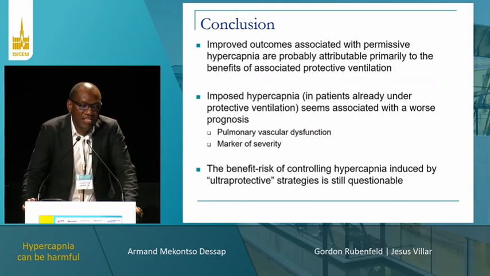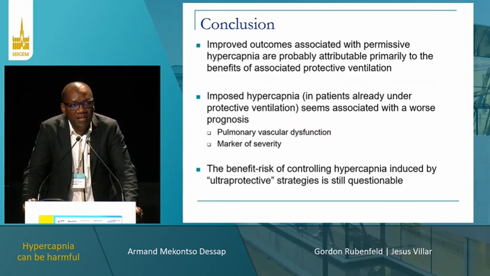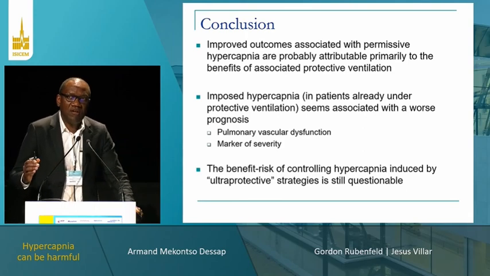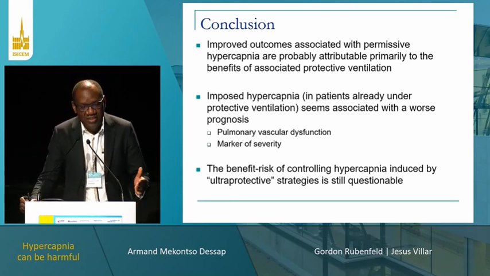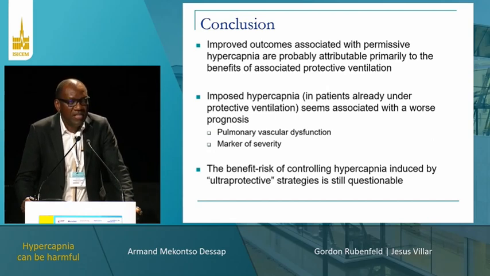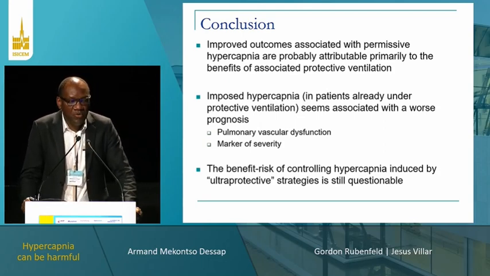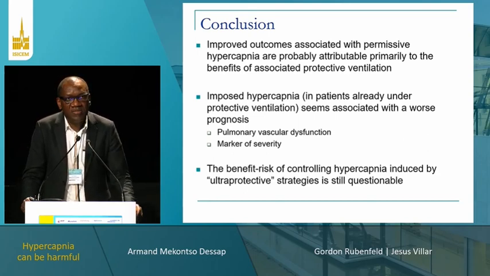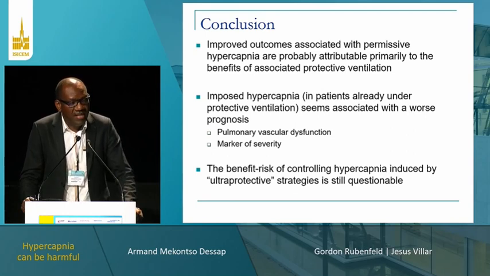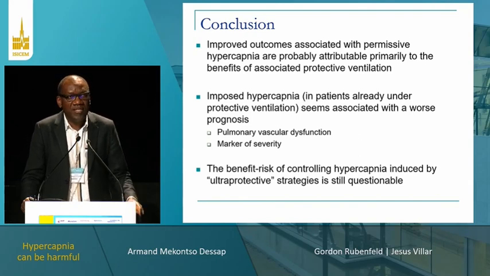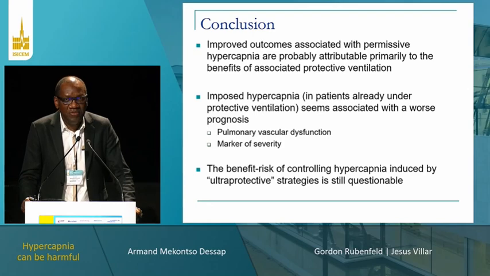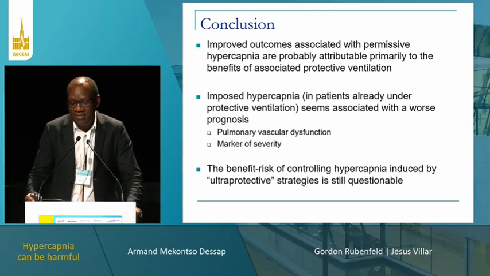So in conclusion, the improved outcomes associated with permissive hypercapnia are probably attributable primarily to the benefits of the protective ventilation generating that permissive hypercapnia. But if we concentrate on patients already on that protective ventilation having imposed hypercapnia, it is generally associated with worse outcomes, either because it is a sign of severity or because it has negative effects on the pulmonary circulation, and it still has to be demonstrated that controlling PCO2 by further reducing the tidal volume is beneficial. Thank you for your attention.